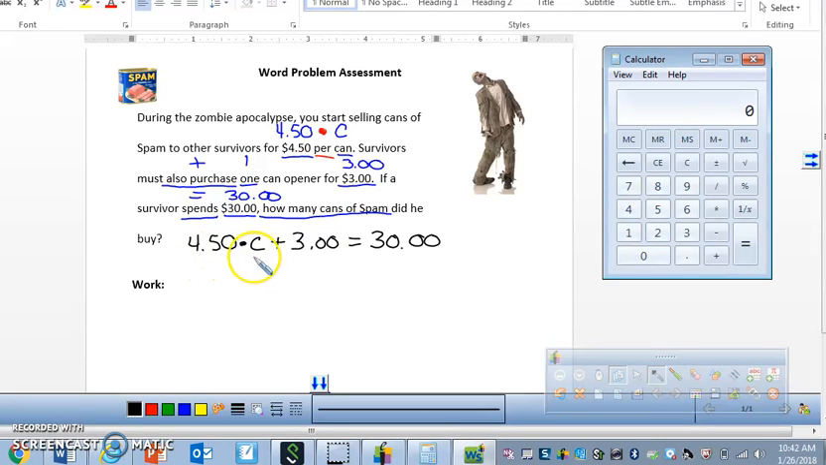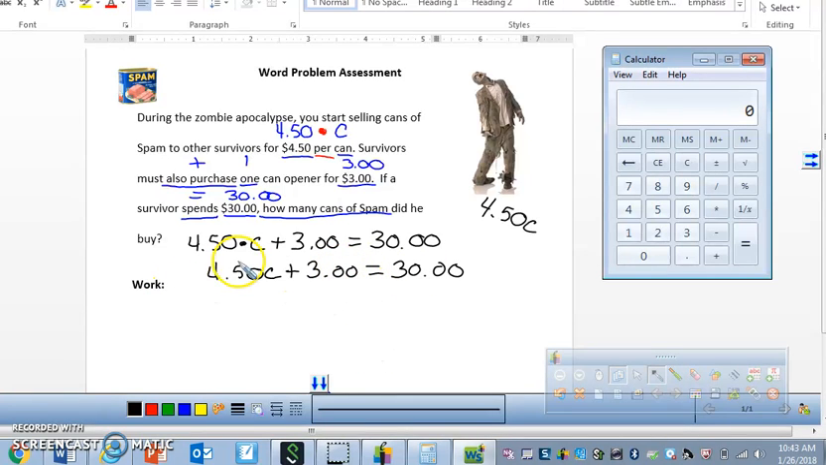Because that $4.50 times C, I can write that a little bit shorter. Remember that times means to multiply, but so does this. Whenever we have 450, if I write it this way, it also tells me to multiply. 450C means still 450 times C. So I'm going to take that little dot out of there. So now I have $4.50C plus my $3 is going to equal my $30.